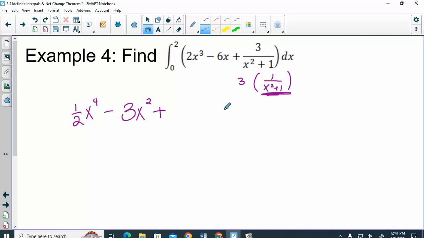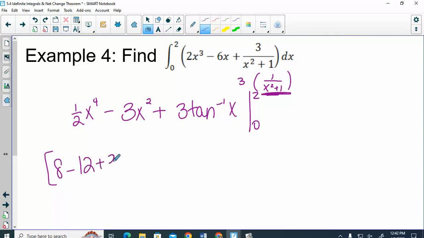For doing antiderivatives involving those, it would be class problems or homework problems, not test or quiz, because I didn't make you memorize them. But that is tangent inverse. And then we're going to go from 0 to 2. So if I put in a 2, 2 to the 4th divided by 2 is 8, minus 12.